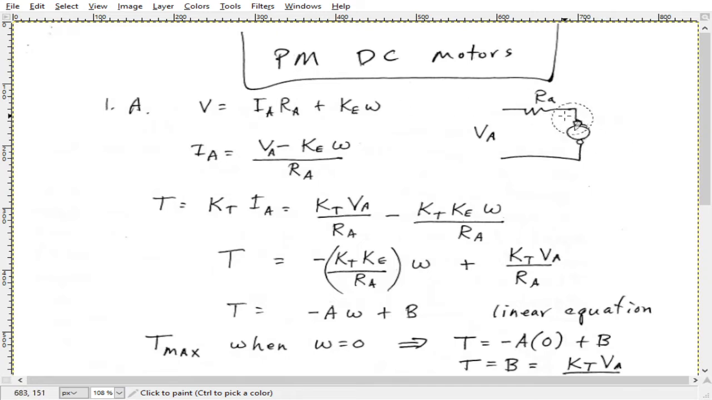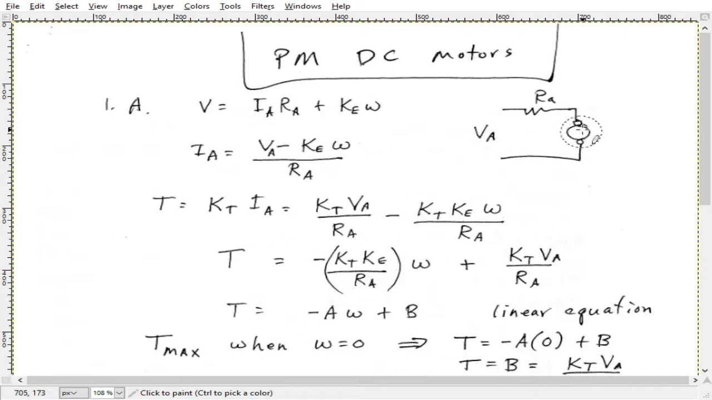Okay, so in the schematic of this, notice that all you're showing is the armature circuit, because the permanent magnet is generating the magnetic field. Basically here is where the armature is, and you have a resistance associated with the armature winding, and you also have something that's called the counter EMF. This actually acts like a voltage source.